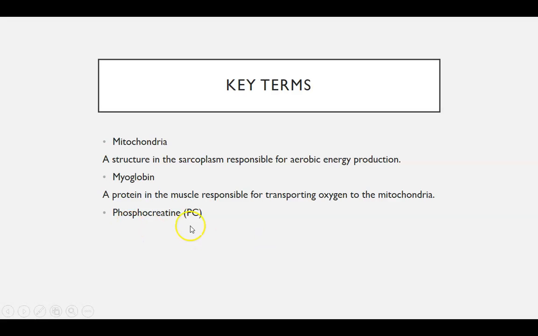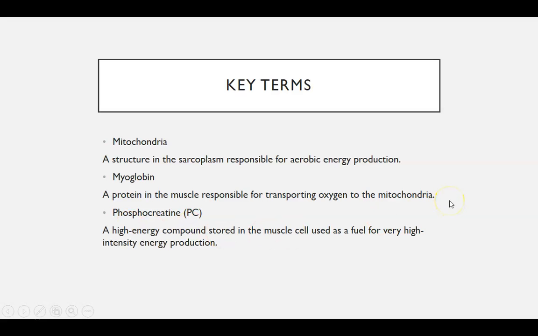And then finally we've got phosphocreatine. Phosphocreatine is a high energy compound, and it's stored in the muscle and it's used as a fuel for high intensity energy production, such as shot put, javelin, 100 meter sprints. So phosphocreatine is a high energy compound which is used for high intensity work.